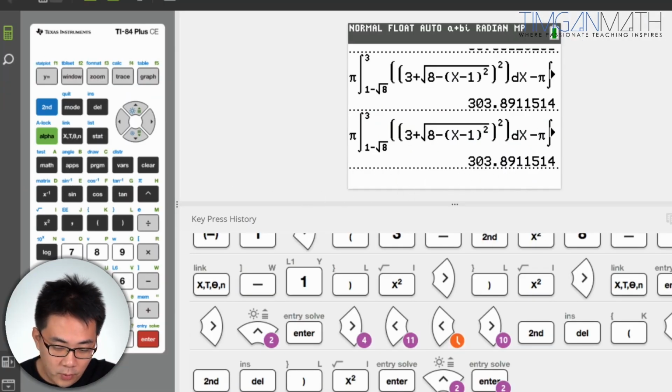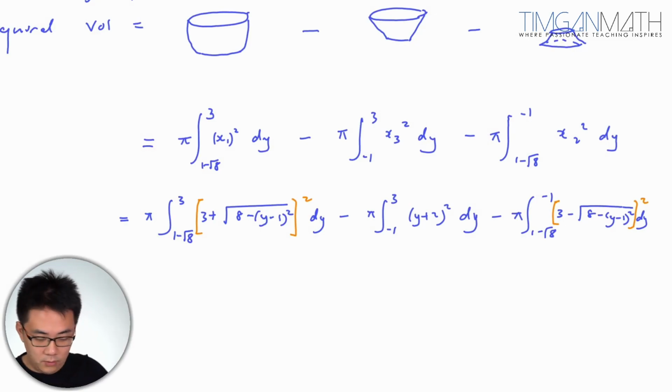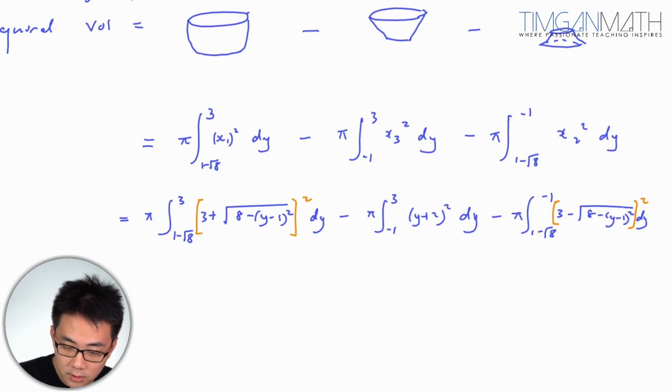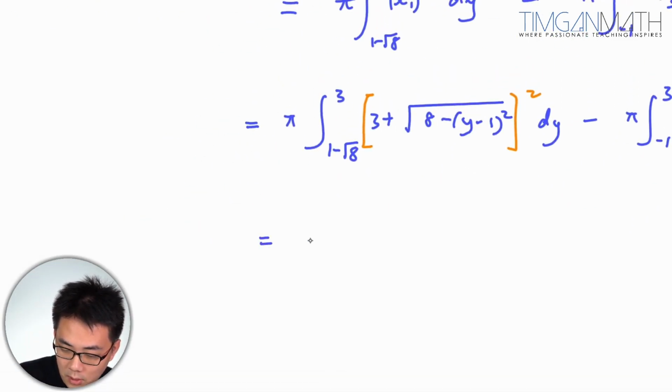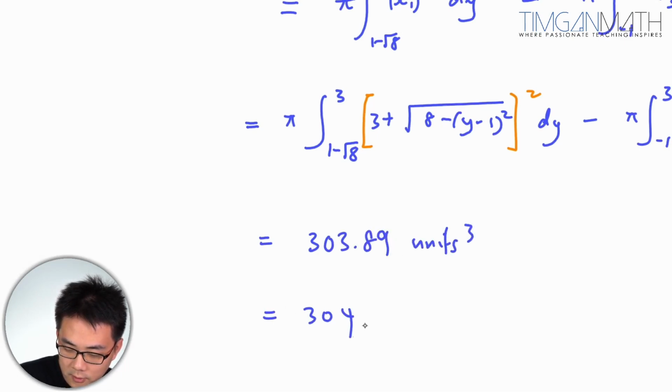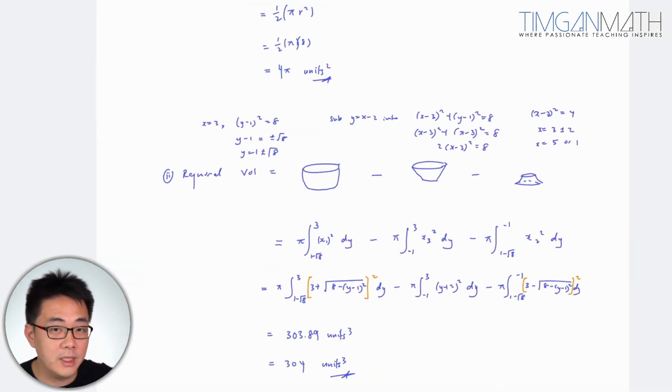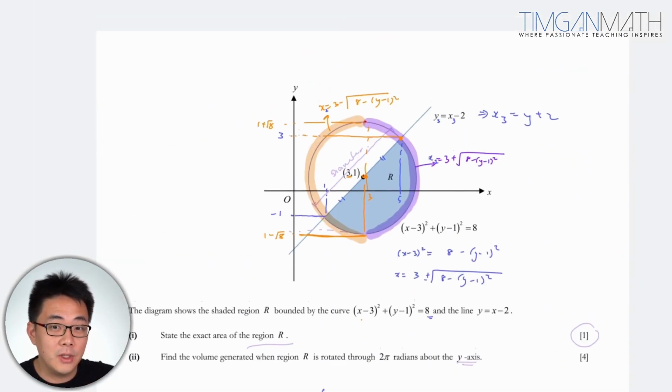So 303.89 cubic units, which is 304 cubic units. Okay, so this is how we do this question here proficiently. Any question at all, please let us know. Keep practicing and I'll see you in the next question.